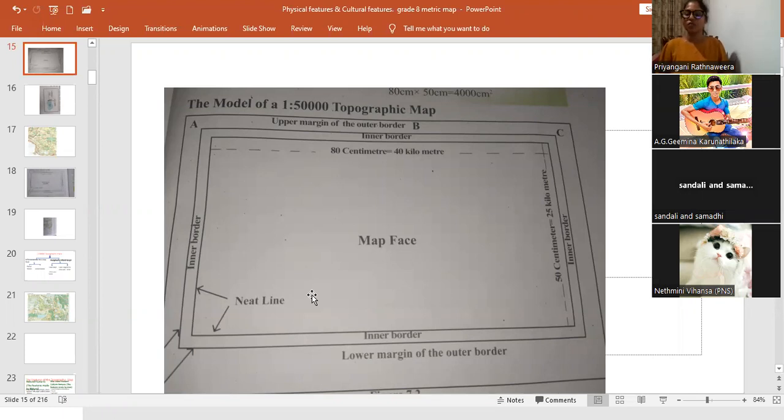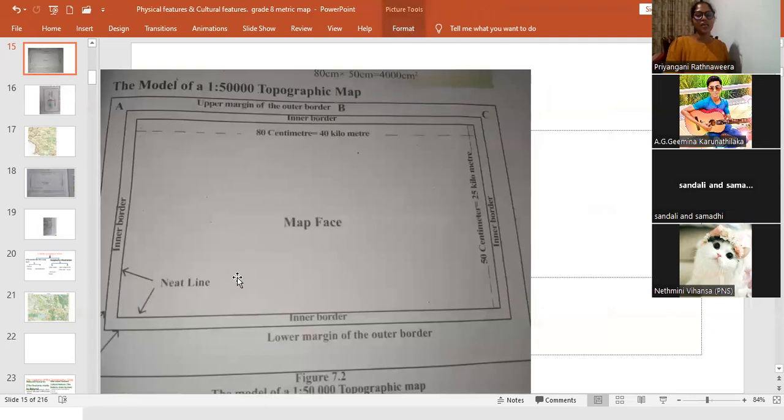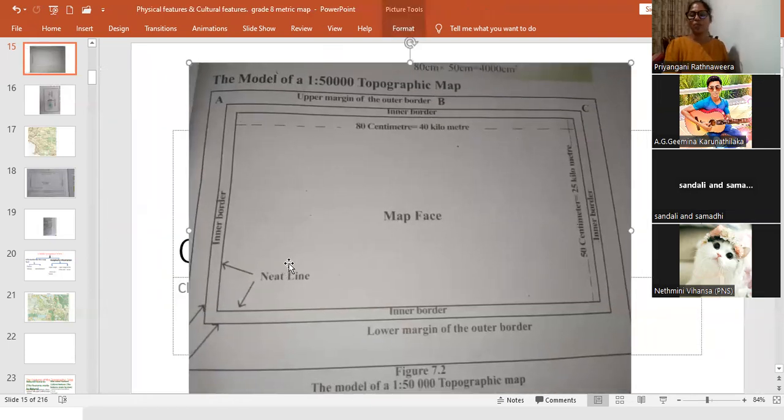What are the examples for physical features? Forest, grasslands, rivers, mountains, valley, plateau, gaps, plain, lowland, highland, types of plains. These are all called physical features. Cultural features: roads, boundaries. All the man-made things on the physical environment are called man-made features or cultural features. Can you understand?